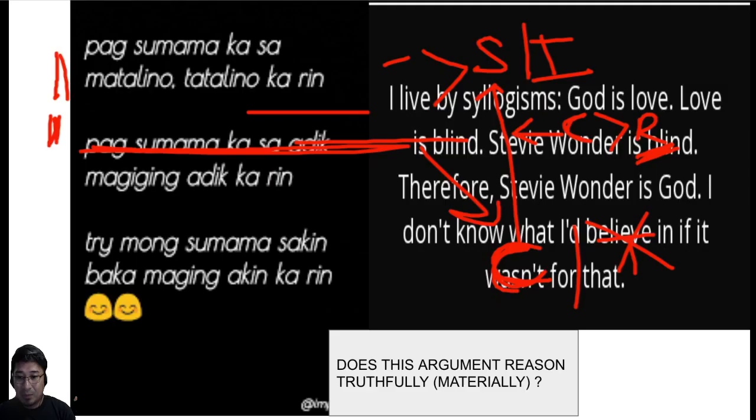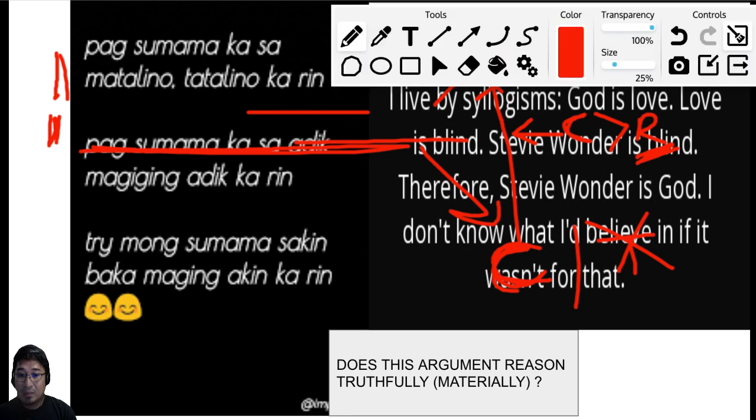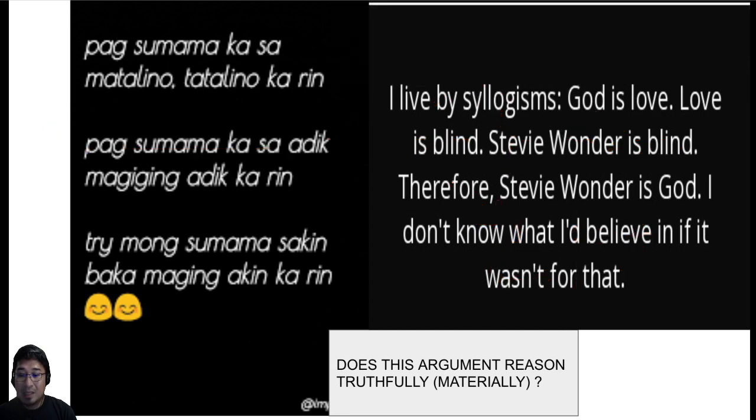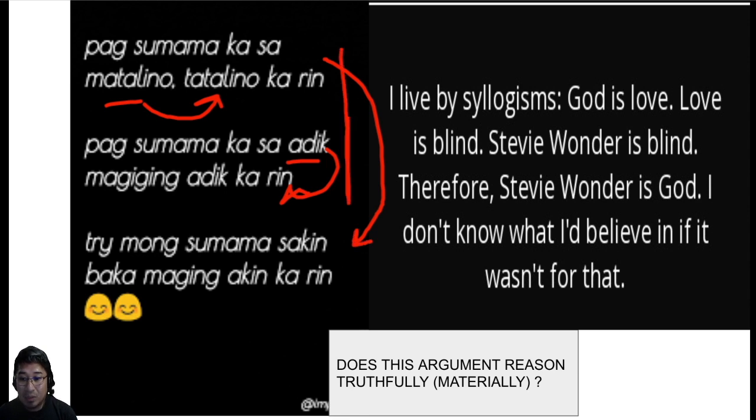Next example tayo. Pag sumama ka sa matalino, tatalino ka rin. Pag sumama ka sa adik, magiging adik ka rin. So may cause and effect tayo. Sumama ka sa matalino, magiging matalino ka. Pag sumama ka sa adik, magiging adik ka rin. So yan yung inference. Cause and then effect. Yan yung syllogism. Meron kang major premise, meron kang minor premise.